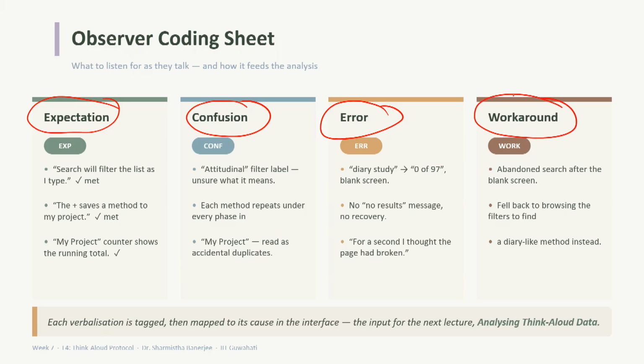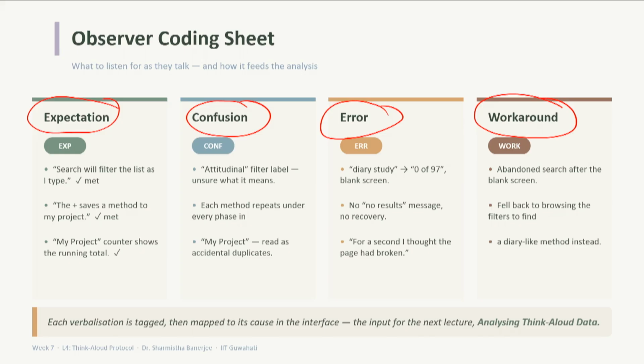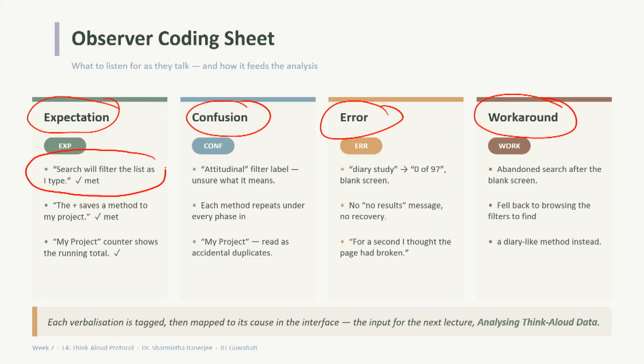So you saw on the video already, which I had prepared, I had already marked those points on the bottom. If you still have confusion about it, you can go back to that section of this video and then come back over here. So the expectations that I saw were: search will filter the list as one type, and that was met. The plus saves a method to my project, and that was met. My project counter shows the running total, and that was also met.